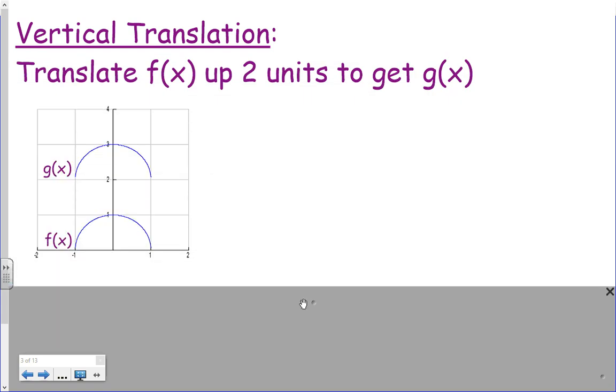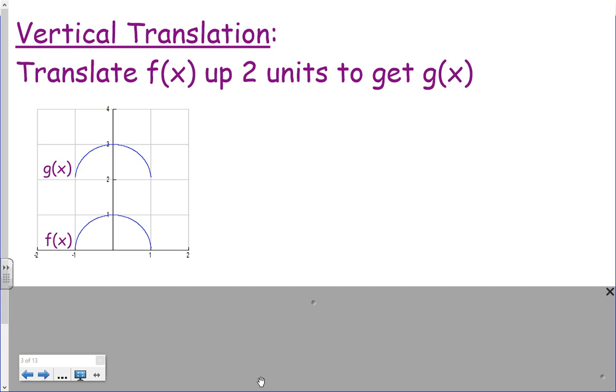So let's suppose that we have this graph here, these two functions here. One is a transformation of the other. And let's suppose that we want to translate function f of x up 2 units to get g of x. So if I want to translate function f of x up 2 units to get g of x, and that's what you see in this sketch here, the question is, how do we do that? How could I write what the relationship is between these two functions?